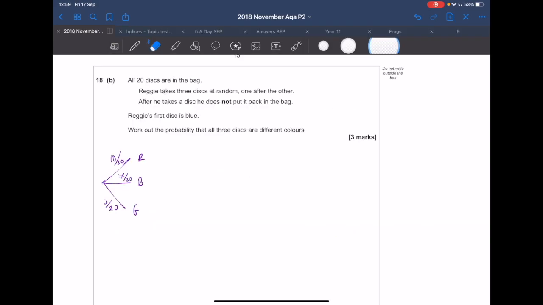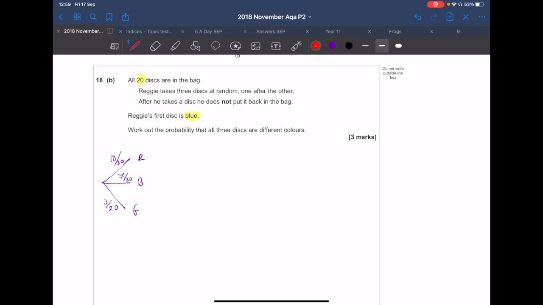So continuing on, part B of the question, you can use the same information that you've got: 10 red ones, 7 blue ones, and 3 green ones. And it says all 20 discs are in the bag. Reggie takes 3 discs at random, one after the other. After he takes a disc, he does not put it back. Reggie's first disc is blue.